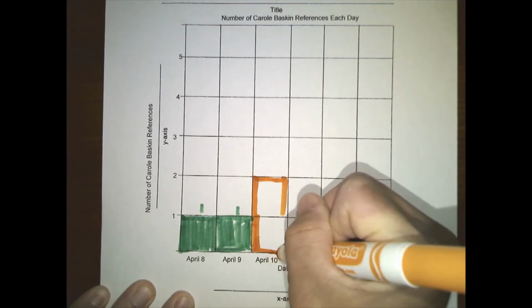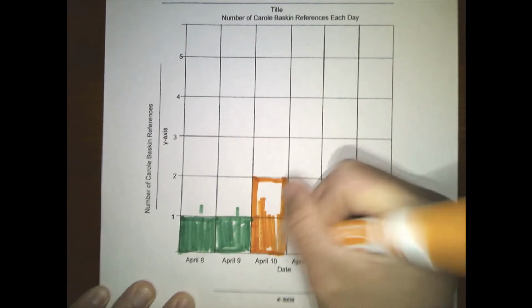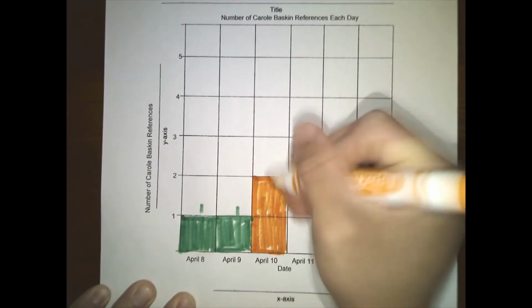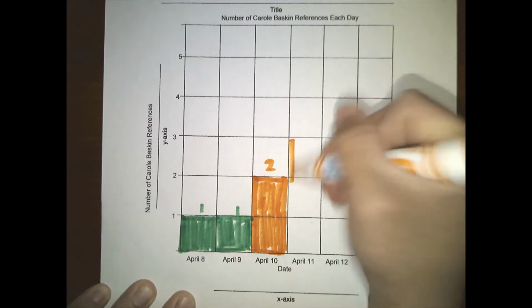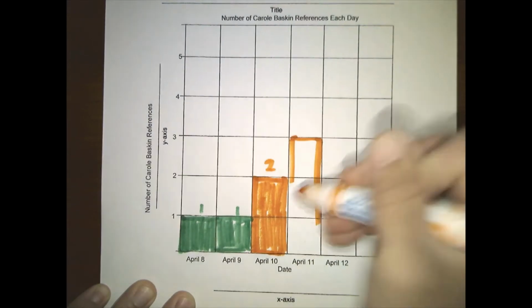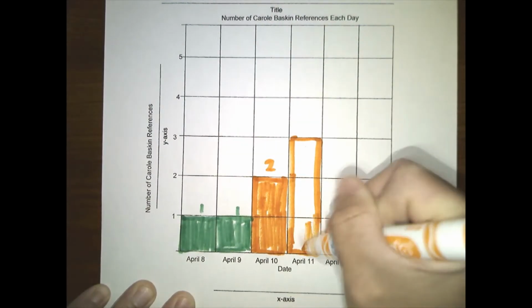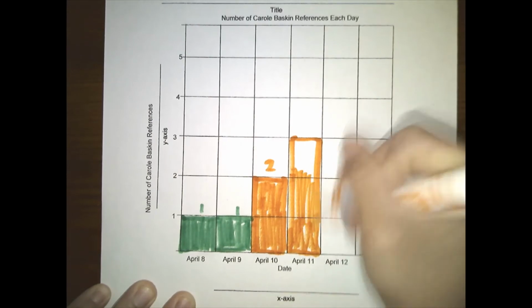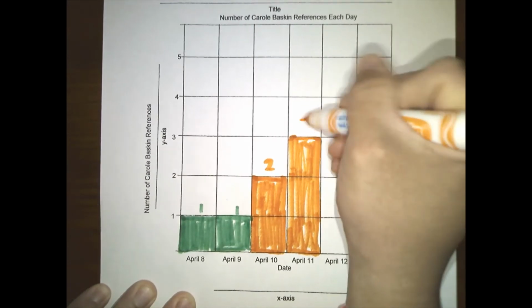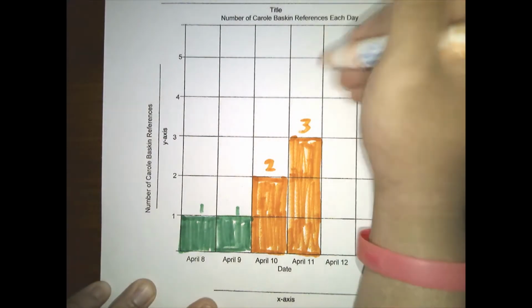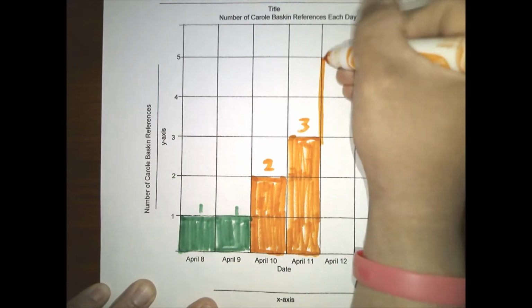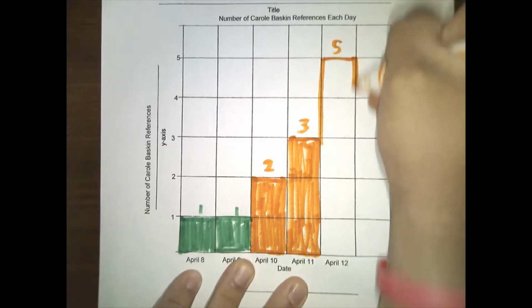So this is my hypothesis. Let's say I make two of them. And then on April 11th, let's say I make three of them. Alright, so here we go. 3 Carole Baskin references on April 11th. And then let's say I make 5 Carole Baskin references on April 12th.